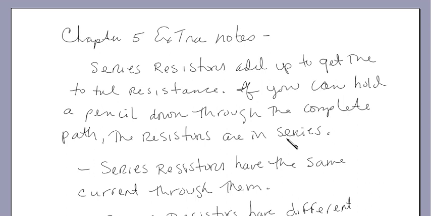This video, I'm just going to read through the notes just in case you can't understand my penmanship. Chapter 5, Extra Notes. Series resistors add up to get the total resistance. If you can hold the pencil down through the complete path, the resistors are in series.